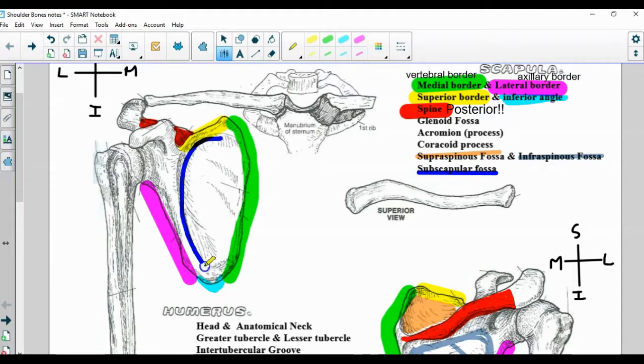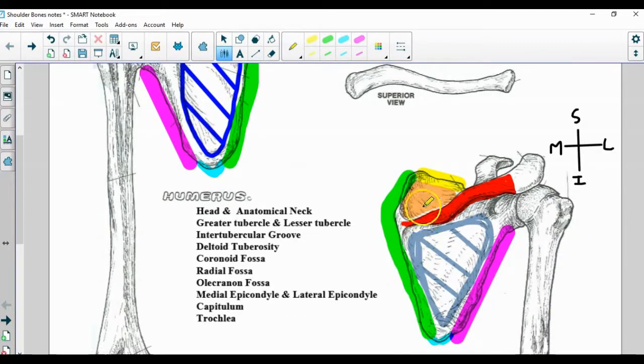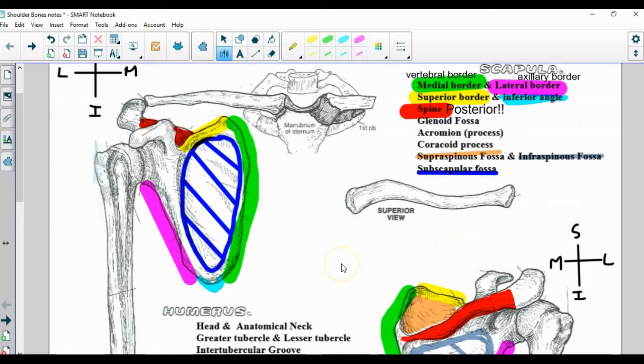Now all these fossas that I previously mentioned are for muscle attachment. So when we learn the muscles of the scapula, specifically the rotator cuff, they're going to have very similar names to these different fossae of the scapula. So subscapular is on the anterior surface, and then the supra and infraspinous fossas are on the back side. And then we've got 2 processes and 1 more fossa left, and we're done with the scapula.